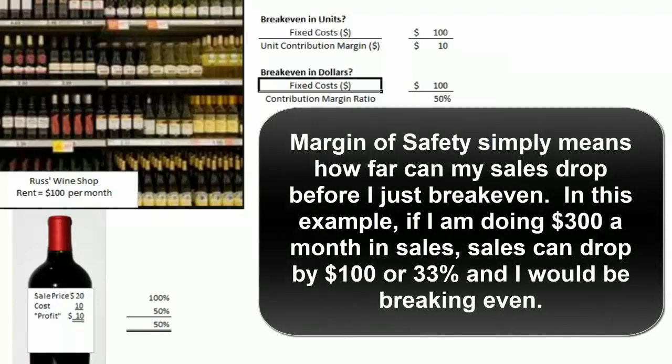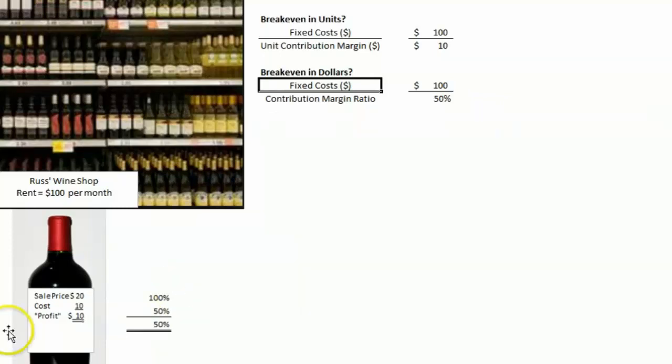And margin of safety is how far can my sales drop before I just break even. So if I told you my shop was currently doing $300 a month in sales, you would know that my margin of safety was 100. My sales are currently 300. It could drop down to 200, which is a drop of $100, and I'd still be breaking even. And that's all there is to cost volume profit analysis.